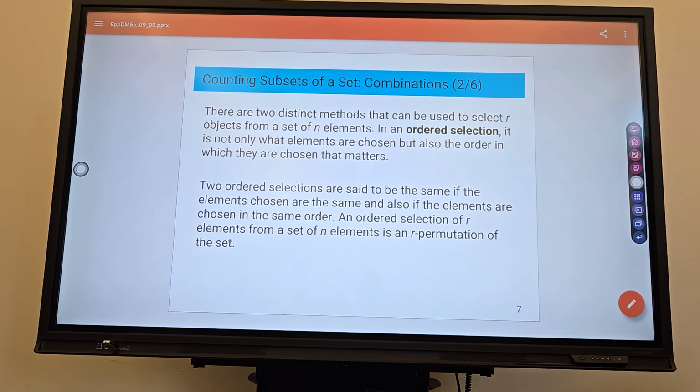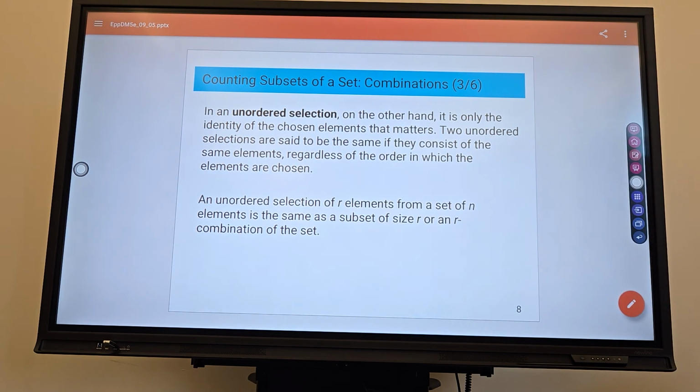In an ordered selection, it is not only what elements are chosen, but also the order in which they are chosen that matters. Two ordered selections are said to be the same if the elements chosen are the same, and also if the elements are chosen in the same order. An ordered selection of r elements from a set of n elements is called an r-permutation of the set.